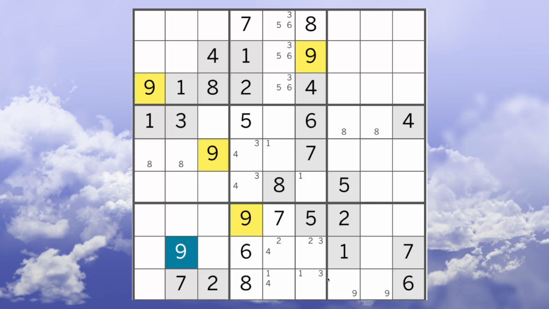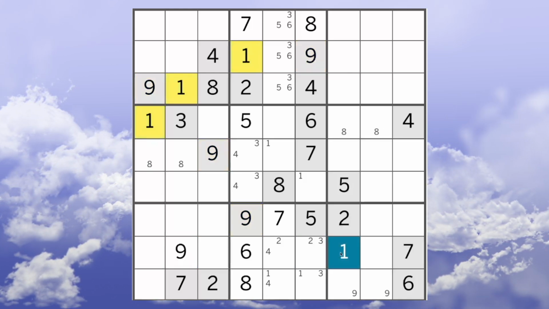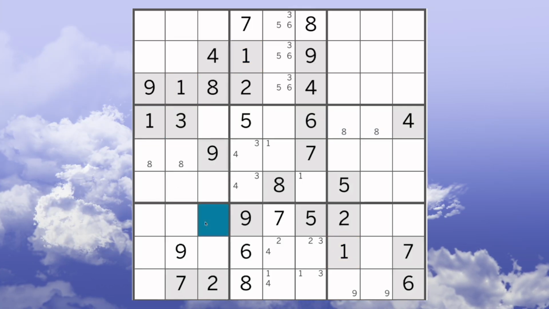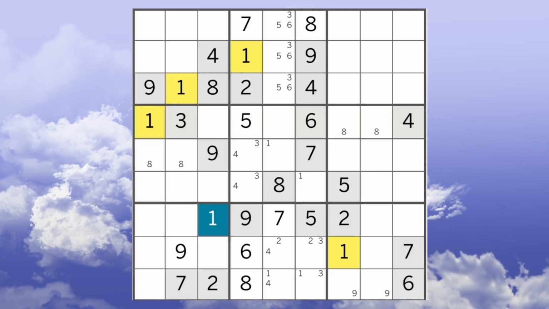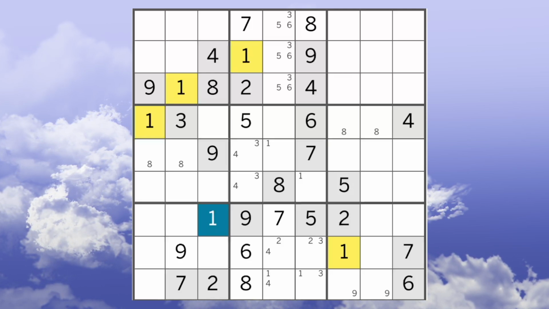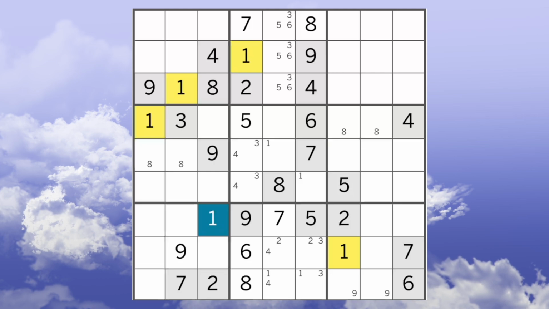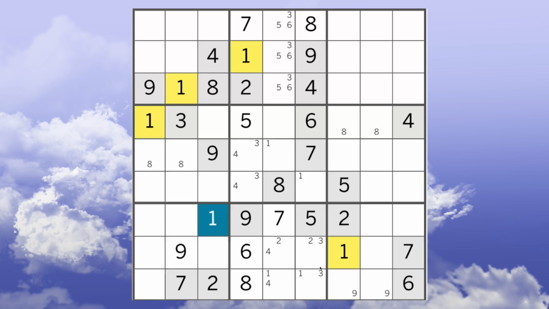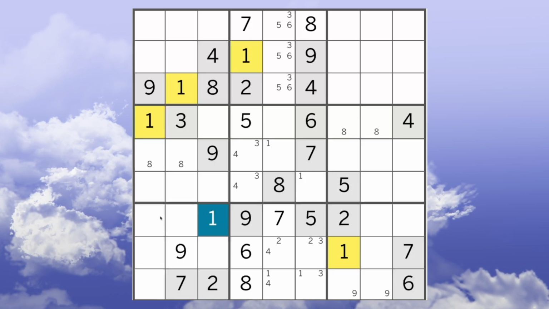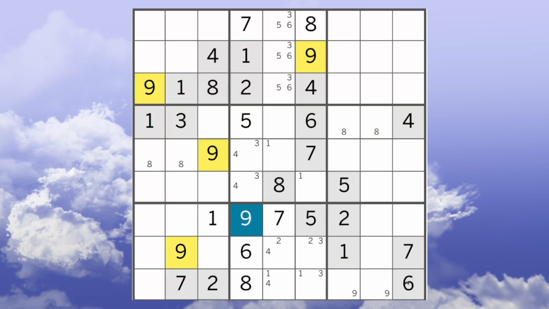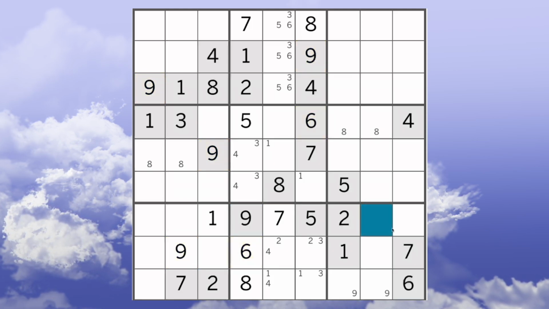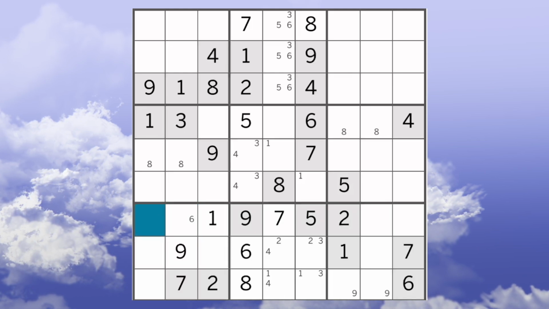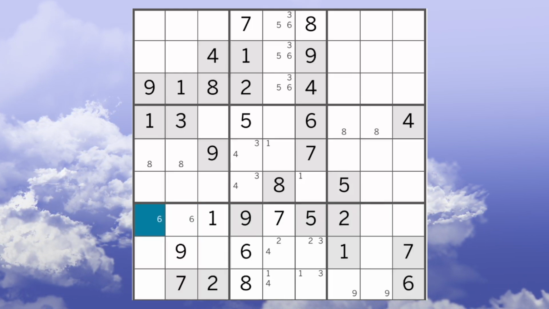And then we can put the 1, this 1 and these 2 1s means the 1 has to be there. Alright, so this line here needs a 6, and it can't be in these two because of that. So 6 has to be in one of those.